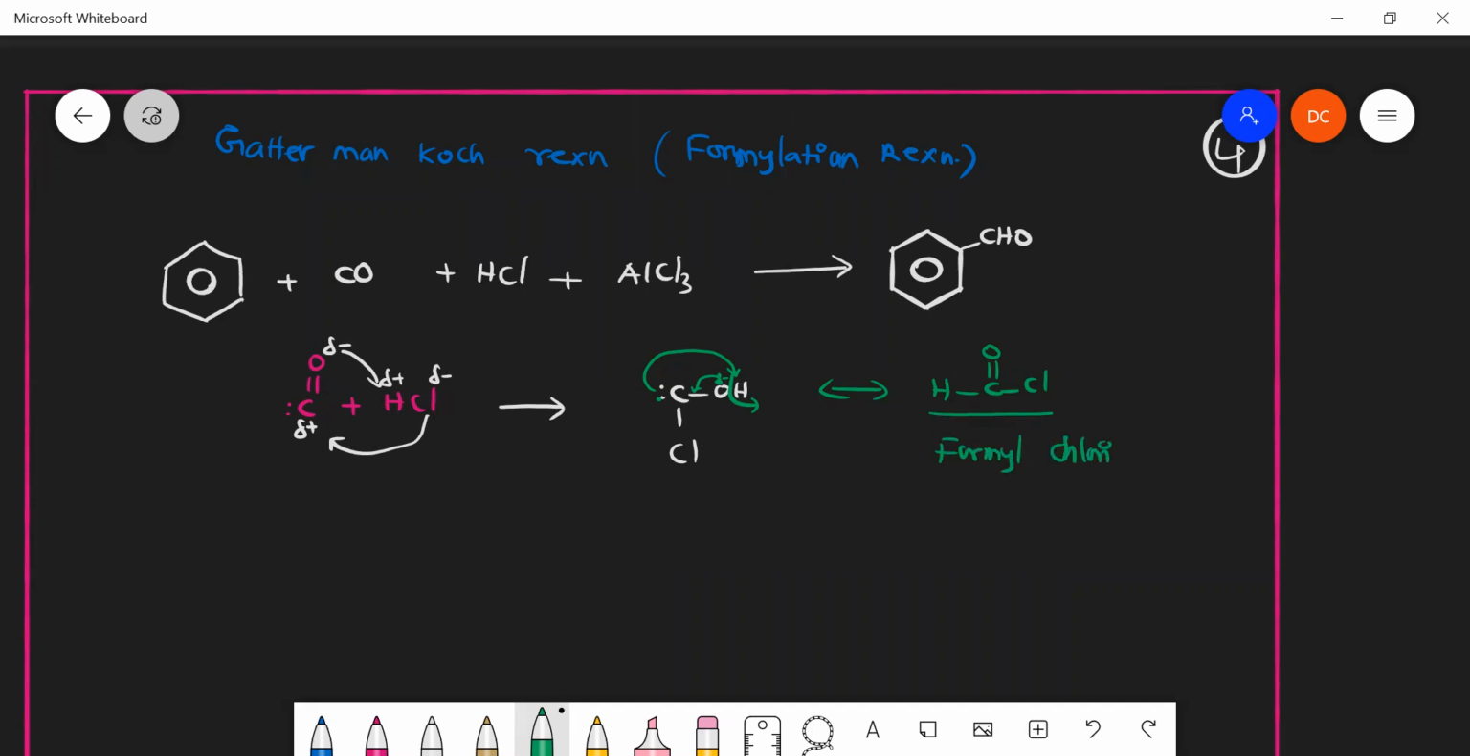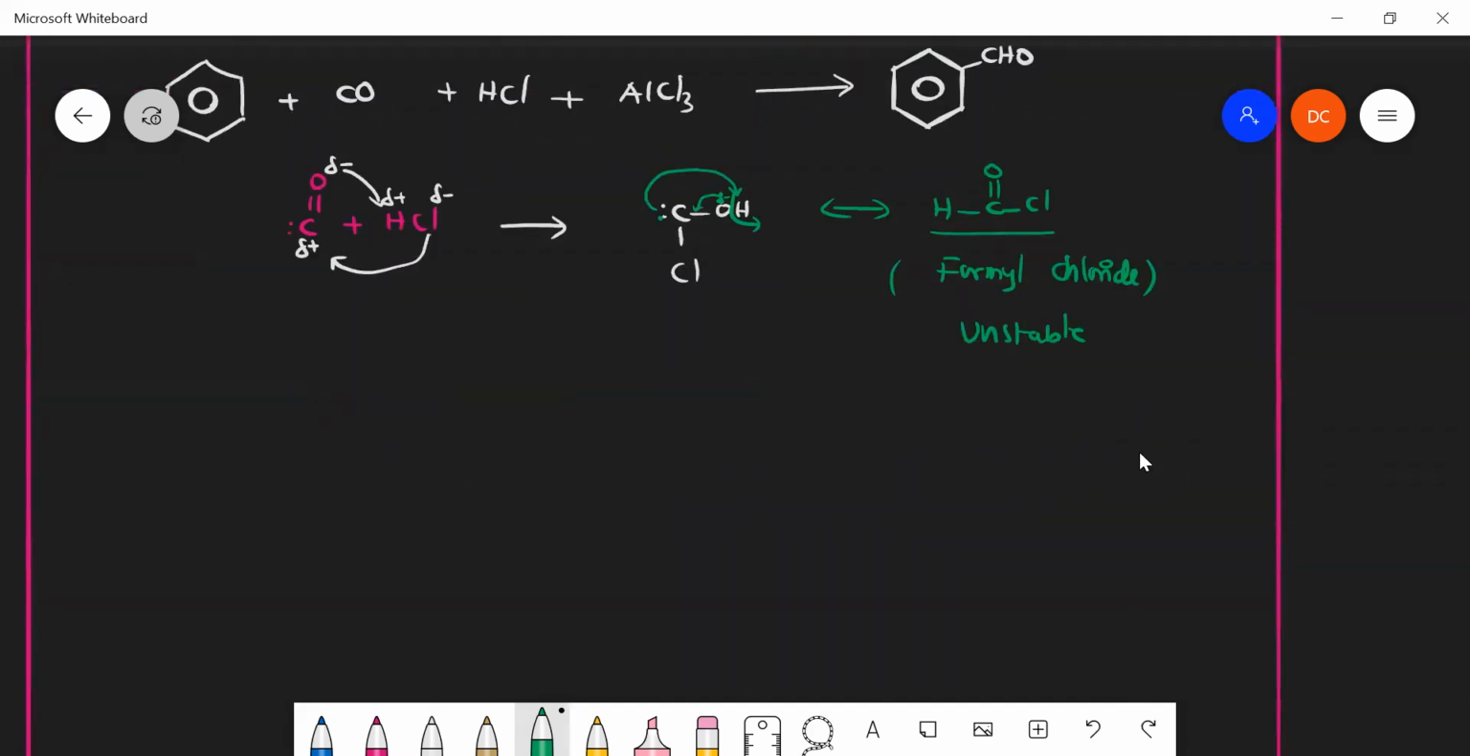Formyl chloride is highly unstable. Why is it highly unstable? Because there are no donating groups. In the Rosenmund reduction also we talked about this, right? Formyl chloride is highly unstable because there are no other donating groups available to stabilize it. Oxygen has lone pairs, chlorine also has lone pairs, so there is a lot of repulsion. That's why it becomes highly unstable, so it will be involved in electrophilic substitution.